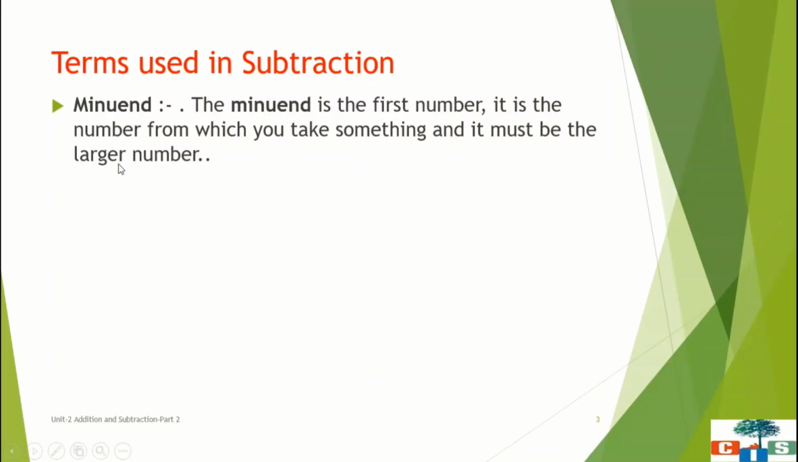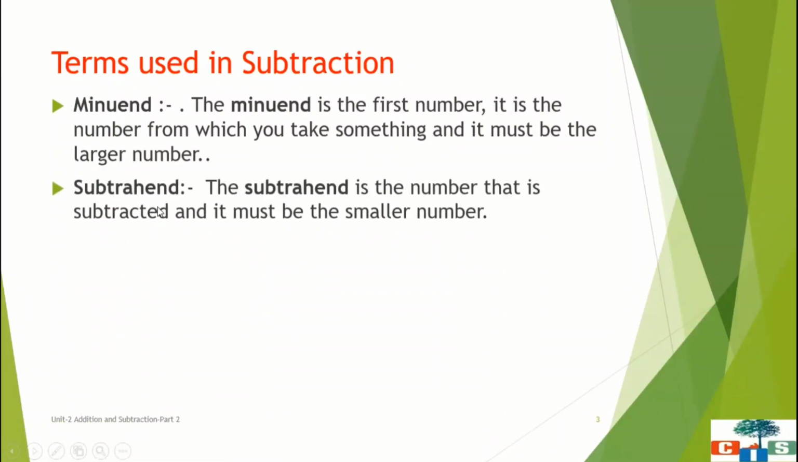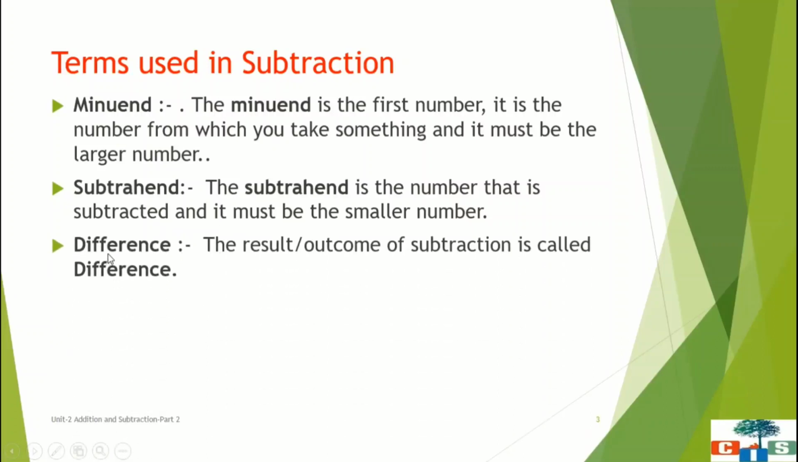We will discuss with the help of an example. First we will see the terms. Next is subtrahend. What is subtrahend? The subtrahend is the number that is subtracted and it must be a smaller number. And last comes difference. The result or outcome of the subtraction is called difference.